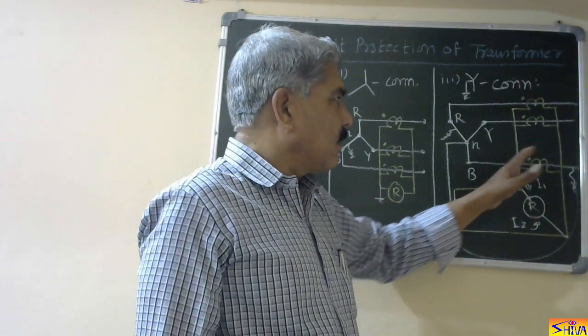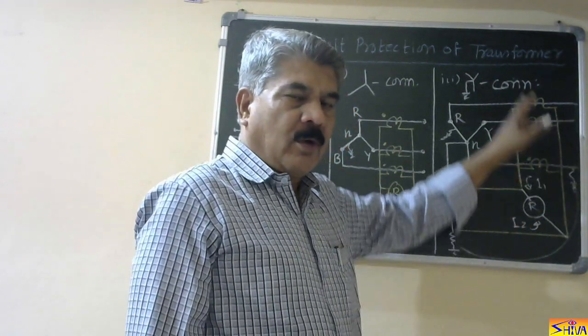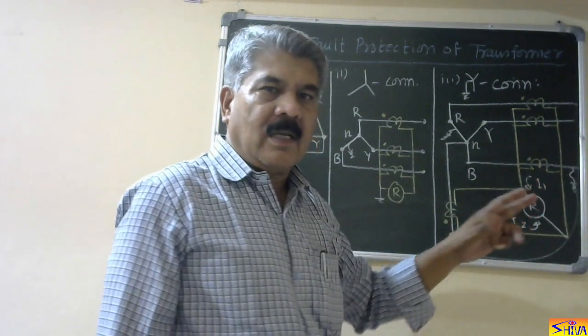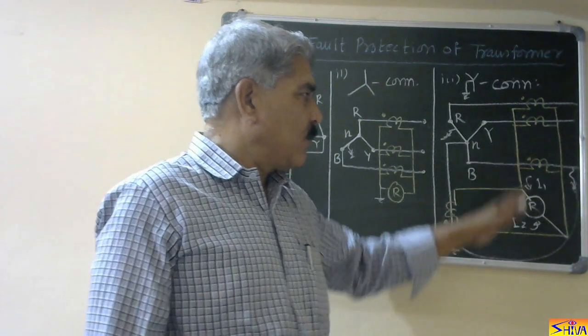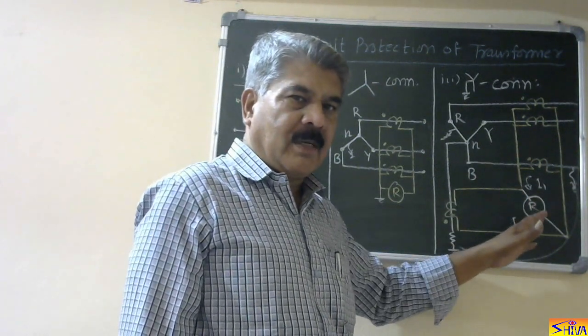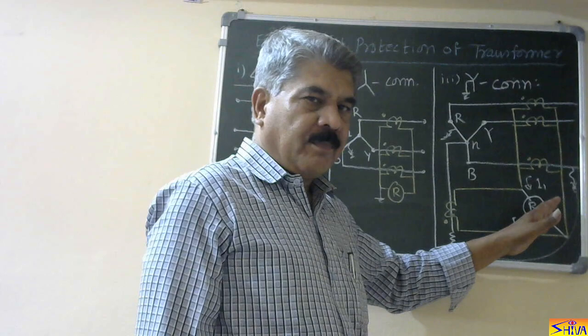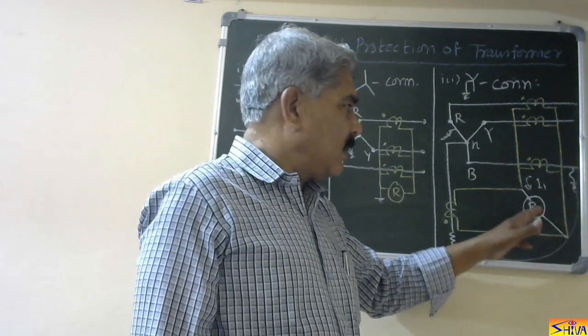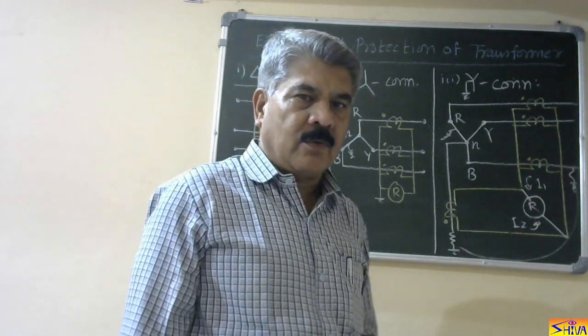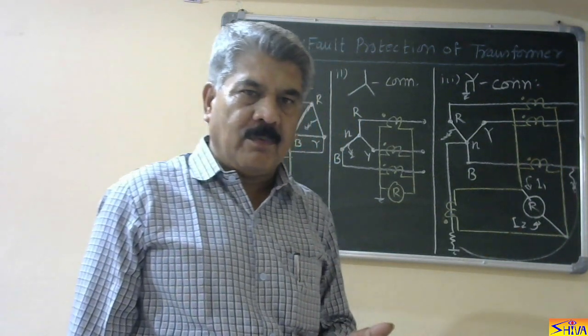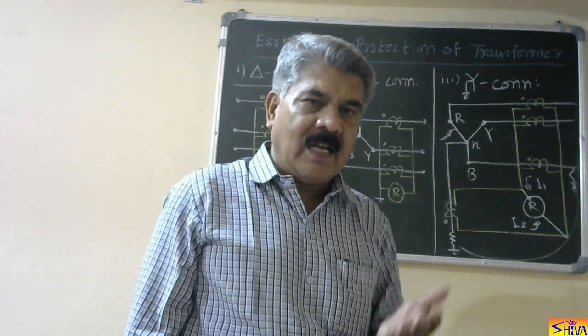Why is this current flowing during through fault also? Because all the CTs are not exactly identical. So during normal condition also, due to CT ratio error, some current is flowing, and this current will become more when it is external fault. So when it is external fault and this relay is too sensitive, then it will trip for the external fault also. Therefore, we have to keep the pickup of the relay slightly higher.